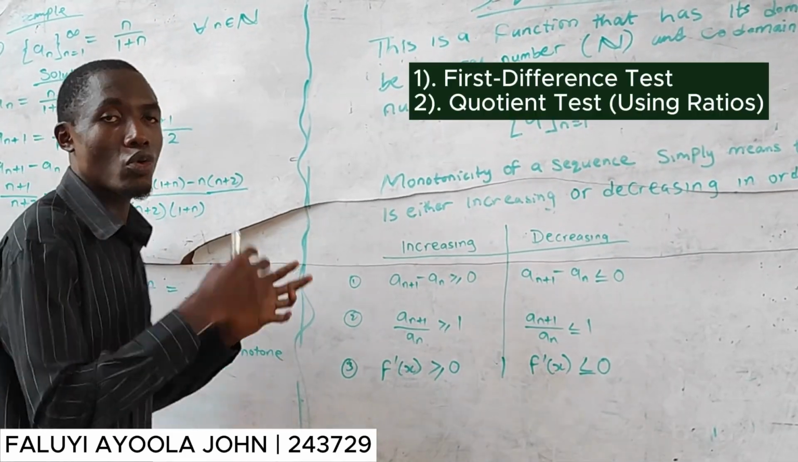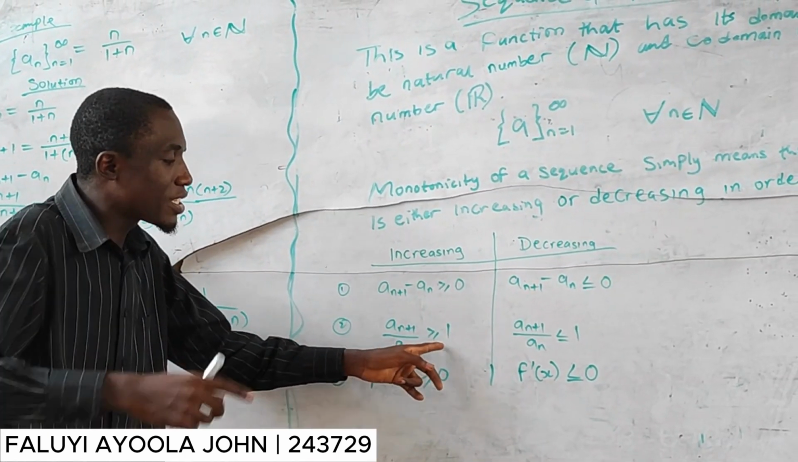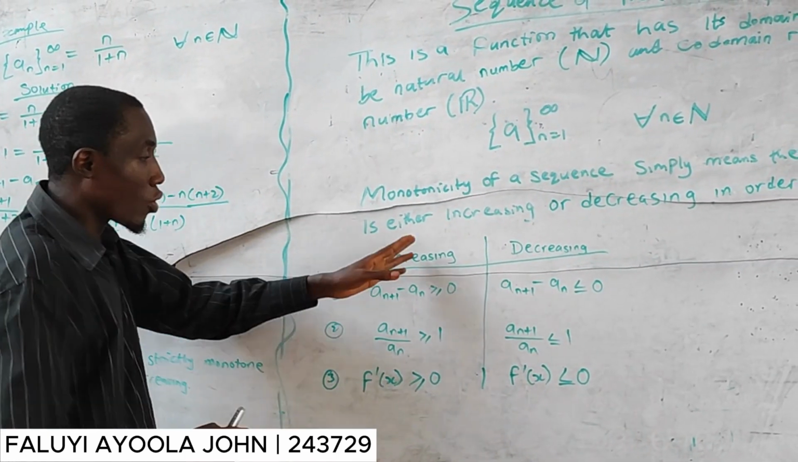The second one is the quotient. That is, if the second term divided by the first term is greater than or equal to 1, then the sequence is increasing.